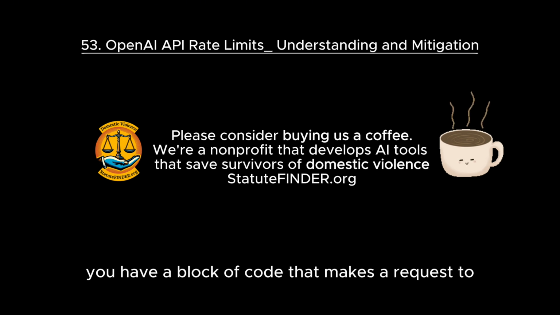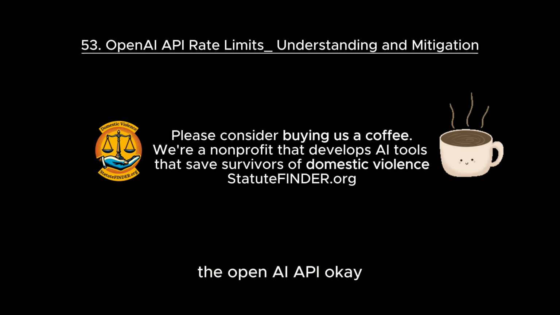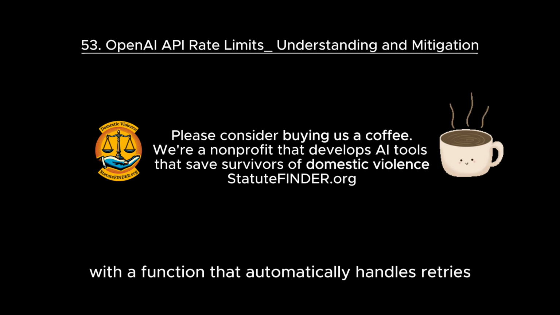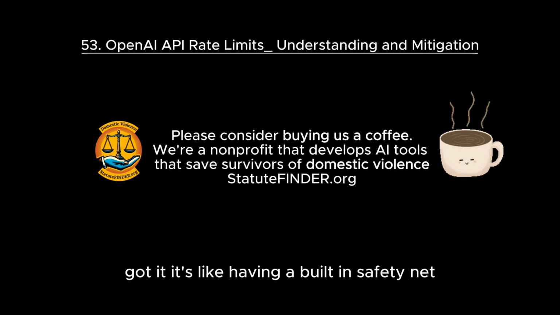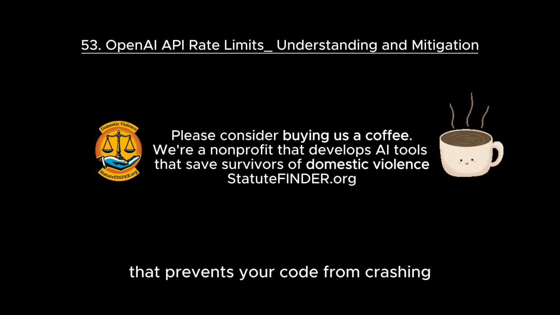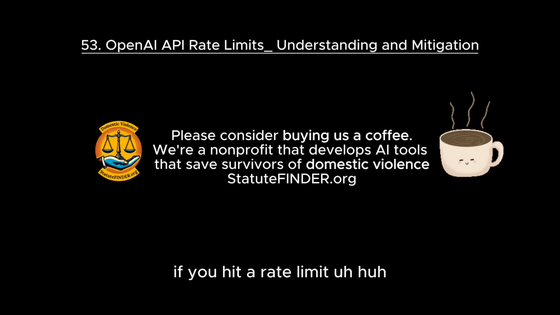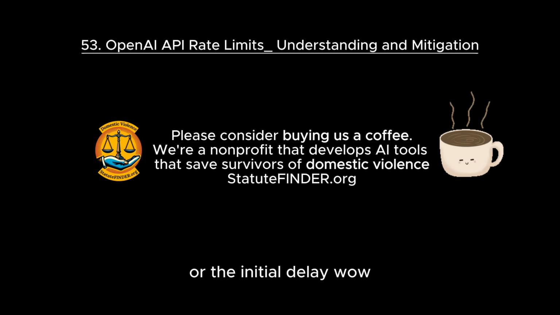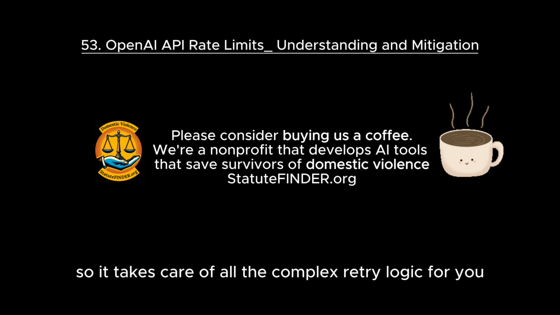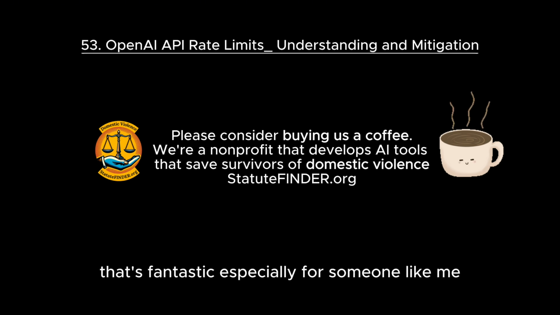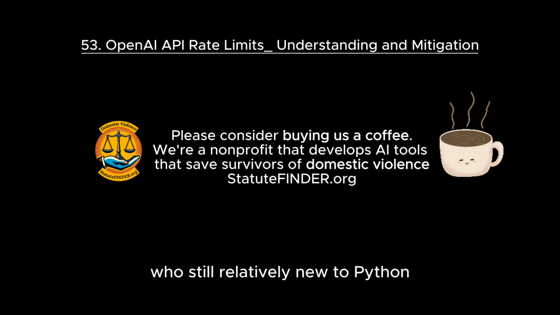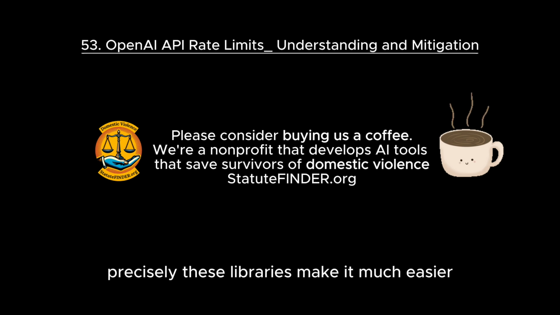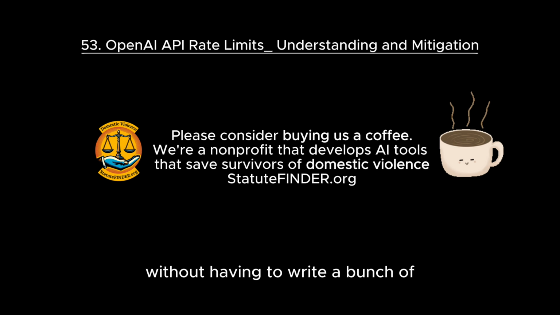Sure. So imagine you have a block of code that makes a request to the OpenAI API. With libraries like Tenacity or Backoff, you can wrap that code with a function that automatically handles retries with exponential backoff. It's like having a built-in safety net that prevents your code from crashing if you hit a rate limit. You can even customize the retry behavior, like setting the maximum number of retries or the initial delay. Wow, so it takes care of all the complex retry logic for you. That's fantastic, especially for someone like me who's still relatively new to Python. Precisely. These libraries make it much easier to handle rate limits without having to write a bunch of custom code.